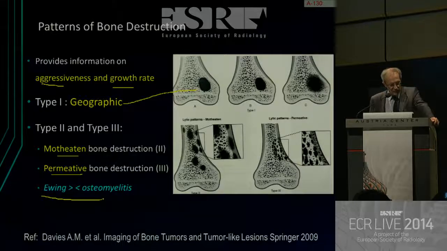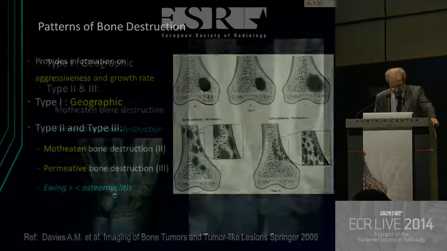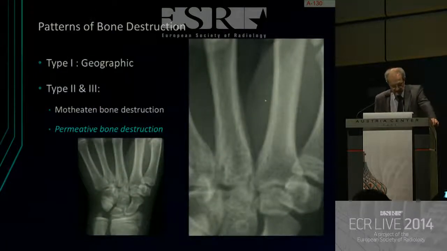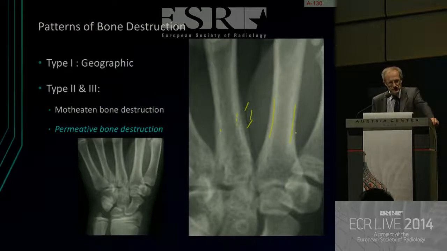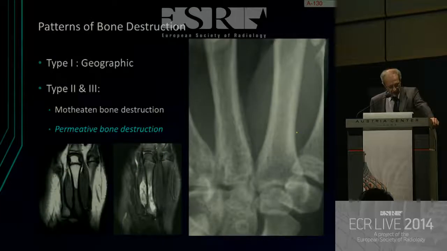And so we often have difficulties to differentiate a Ewing sarcoma from osteomyelitis. So let's have a look at this case. This is a normal cortical bone in the metacarpal, and here we have a permeative bone destruction, very small lytic areas, and there is a nice periosteal reaction. So this is permeative bone destruction. Is it osteomyelitis or Ewing? Well, we see a soft tissue mass extending into the soft tissues and the muscles. This was a Ewing sarcoma again.